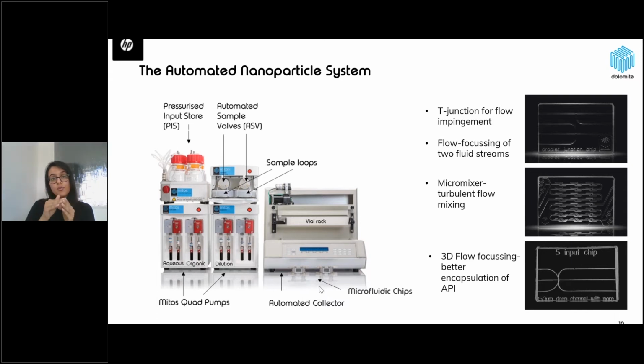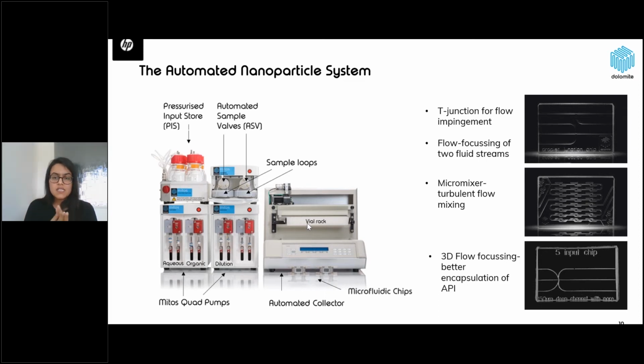So they form that stream that we saw in the earlier slide and allow your system to collect a series of your different samples in this automated collector, which is fitted with a vial rack. So it will automatically move to the next stage, automating your sample collection. I'll go on to explain a little bit more about that in the next slide.